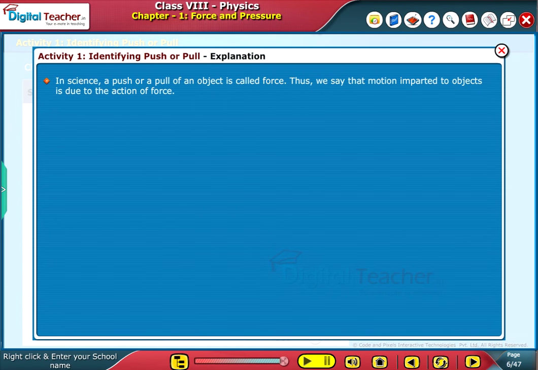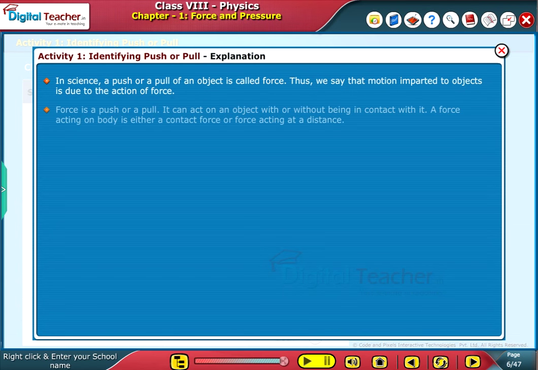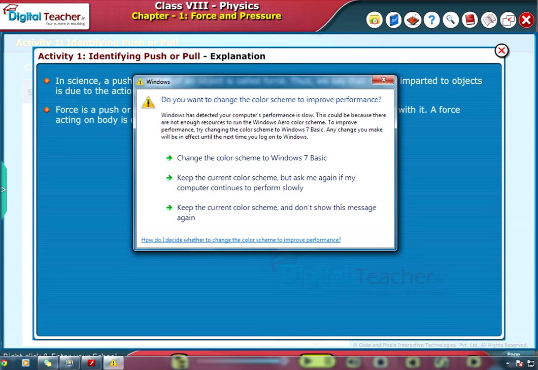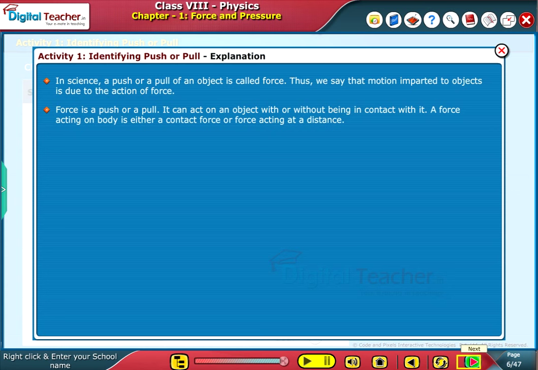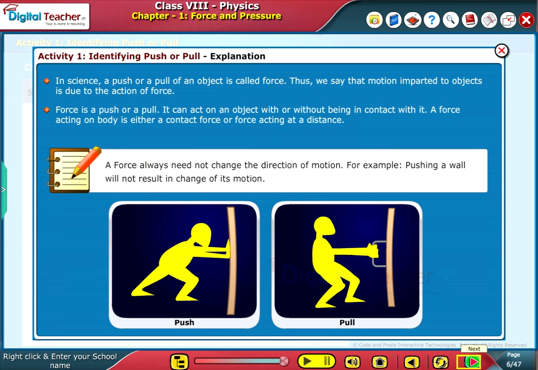In science, a push or a pull of an object is called force. Thus, we say that motion imparted to objects is due to the action of force. Force is a push or a pull. It can act on an object with or without being in contact with it. A force acting on a body is either a contact force or a force acting at a distance. Note: a force need not always change the direction of motion. For example, pushing a wall will not result in change of its motion.